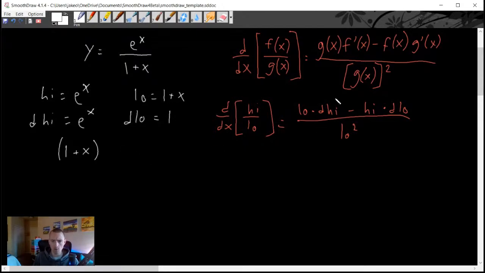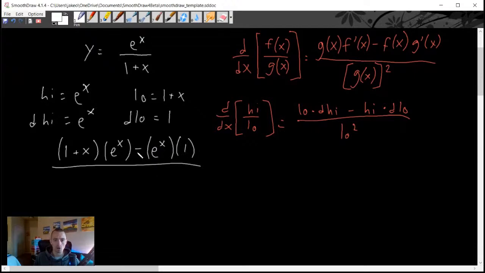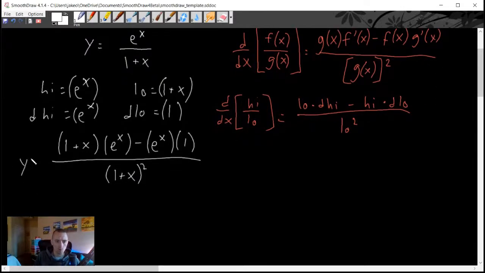So low d high, we got our low, we need our d high. So d high is e to the x, minus high d low, so e to the x times 1, all over low squared. So all over 1 plus x squared. And again, keep in mind, you should put parentheses around that. It might even help you if you just write parentheses around these 4 things right off the bat, so that you make sure you're squaring the whole 1 plus x and not just applying the squared to part of it. Okay, so this is our y prime. This is the derivative of this function.